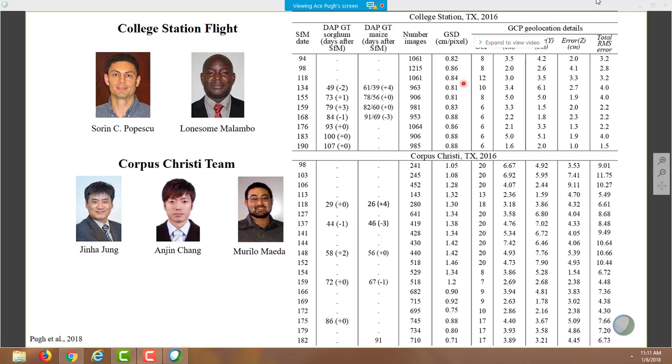Now you can see over to the right is a supplemental table for our paper that shows when the flights were conducted and when the accompanying ground truth measurements were conducted. But I'm going to condense that for you and just say we had 7 dates for sorghum that overlapped and 4 dates for maize in College Station. So basically that's how many dates we had that we could actually make comparisons between the two methods. And then in Corpus Christi, we had 5 dates for each of these crops.